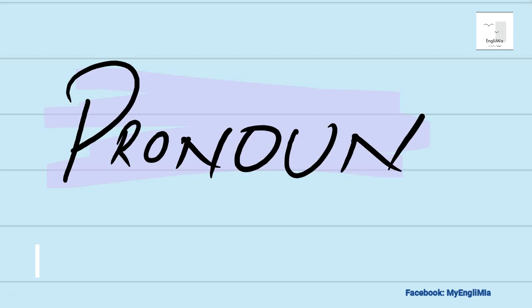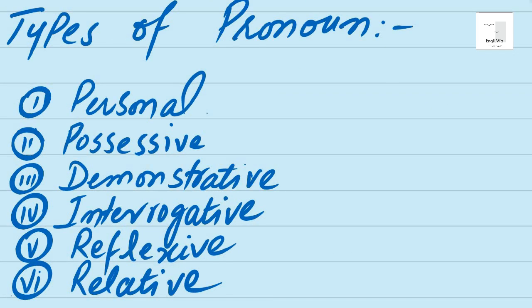Now see how many types of pronoun are there. Types of pronoun: personal pronoun, possessive pronoun, demonstrative pronoun, interrogative pronoun, reflexive pronoun, and relative pronoun. We are going to talk on them one by one, so you could understand why they are different from one another, and where or in which sentence we have to use which type of pronoun.